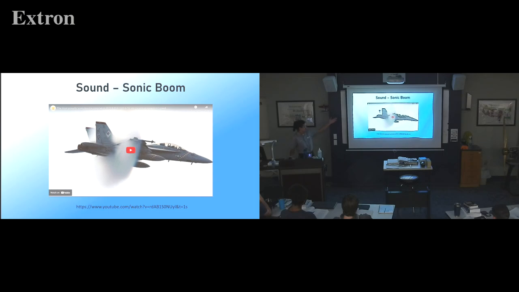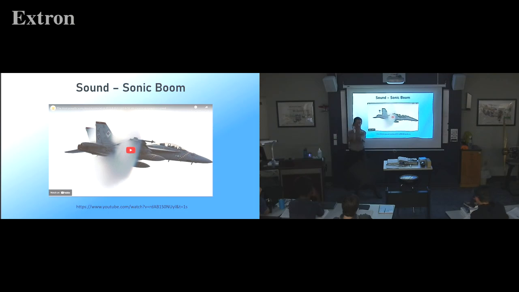So now, we have to talk about the sonic boom. As the aircraft is going through the air, approaching the speed of sound, that's kind of catching up. This is a very simplistic way, but you don't have to understand it in depth.